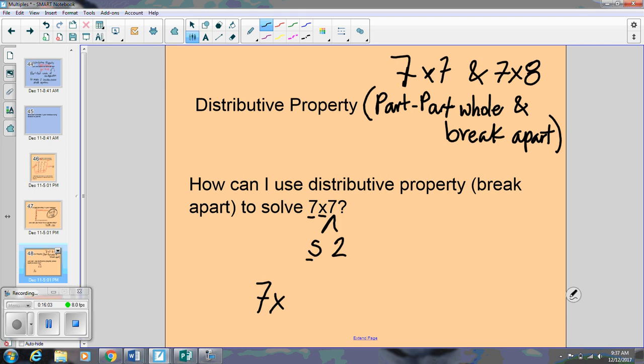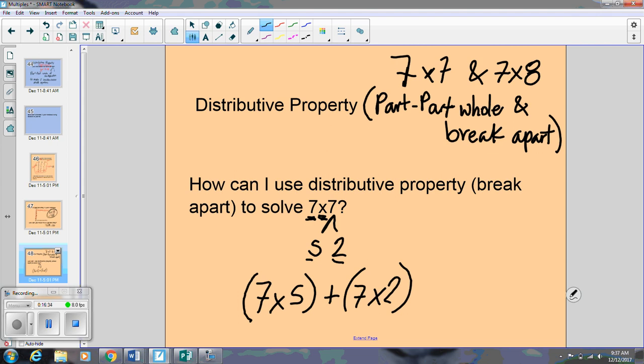7 times 5. And then we're going to put that in parentheses, meaning that's one group. You're going to solve that section together. Plus, what's next? Nathan? 7 again times, now the other section. Put that group in parentheses, meaning, hey, solve this section together.